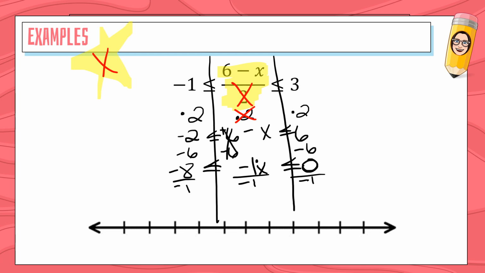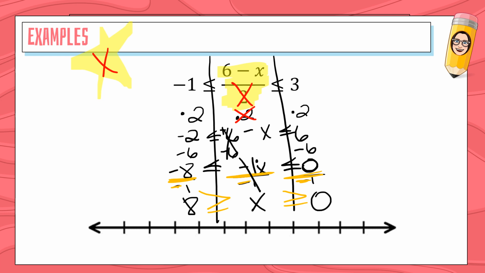Divide, divide, divide. But let's stop for a moment. We just divided by a negative, so what do we do? Golden rule says flip your inequalities. If you're struggling with that, please see the other inequality videos. A negative 8 divided by a negative 1 is a positive 8. 0 divided by anything is 0.